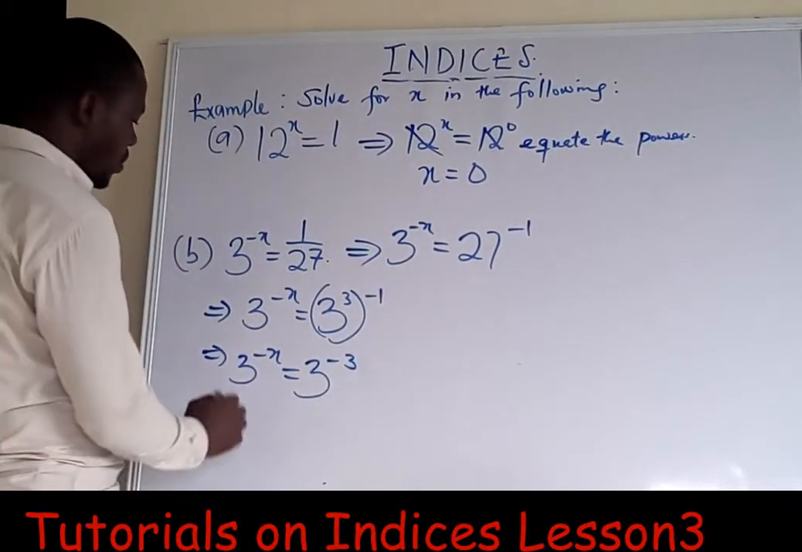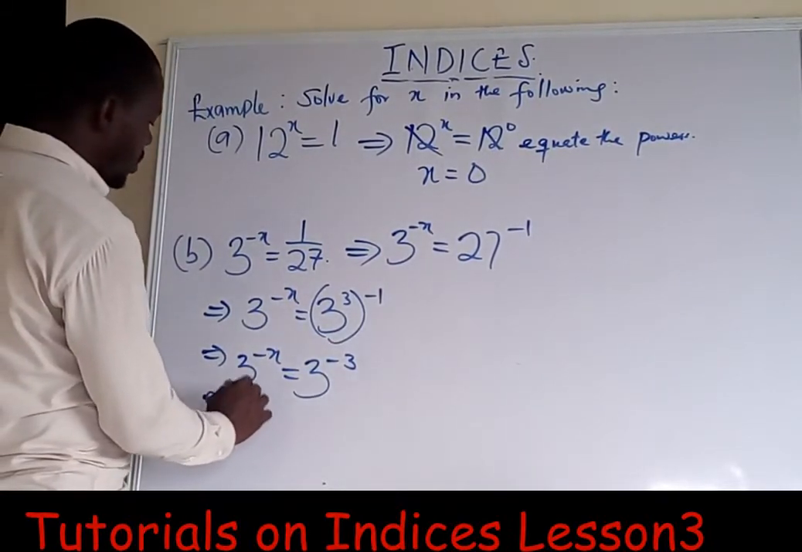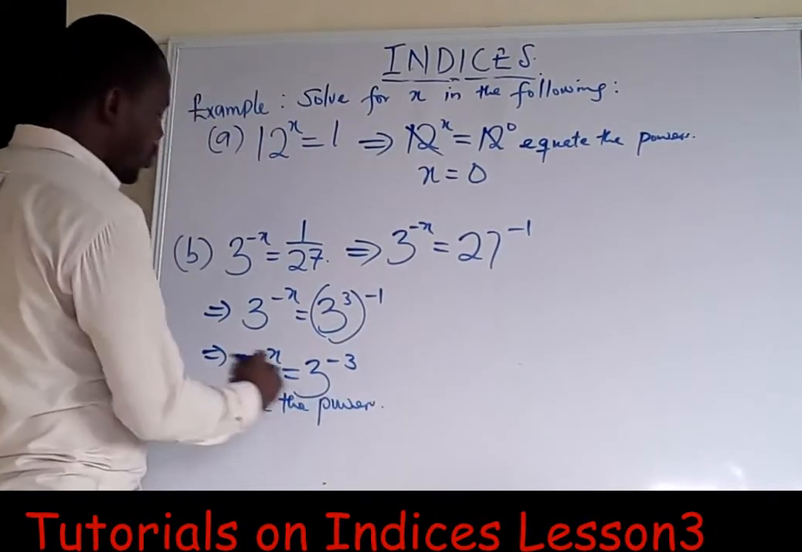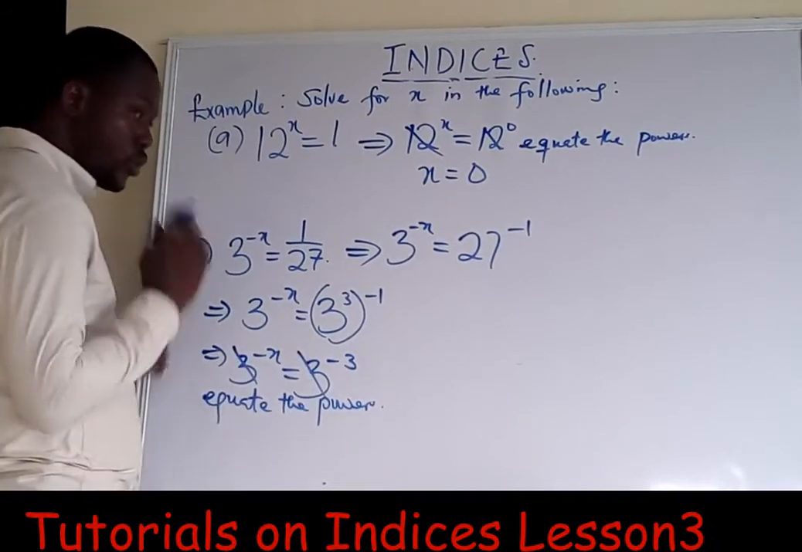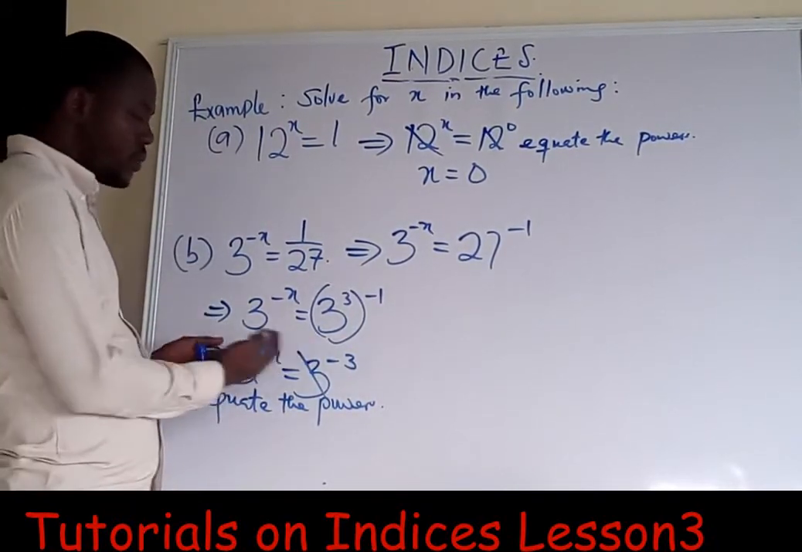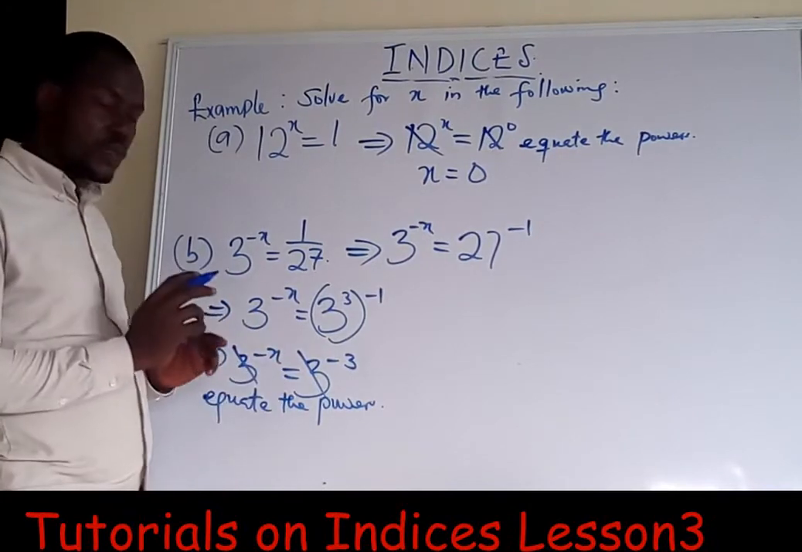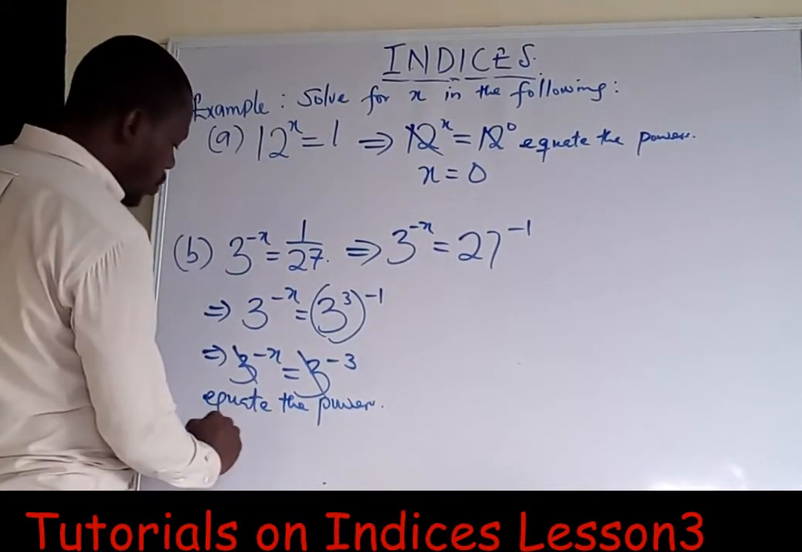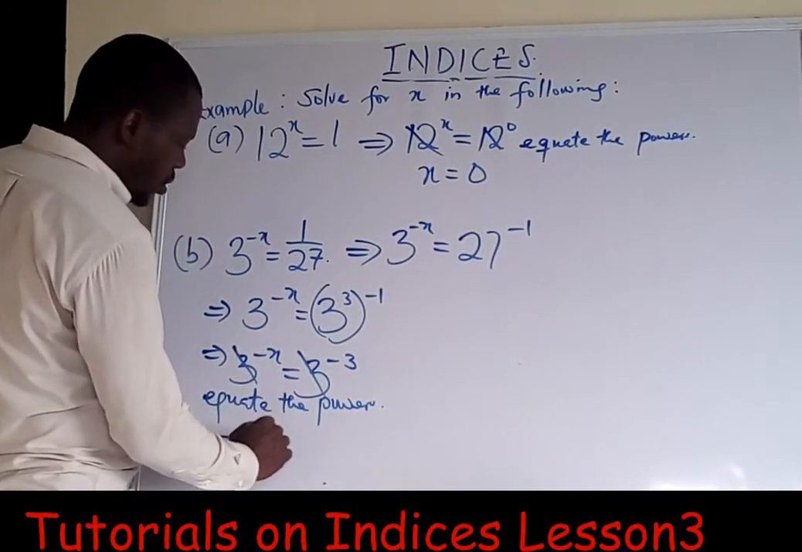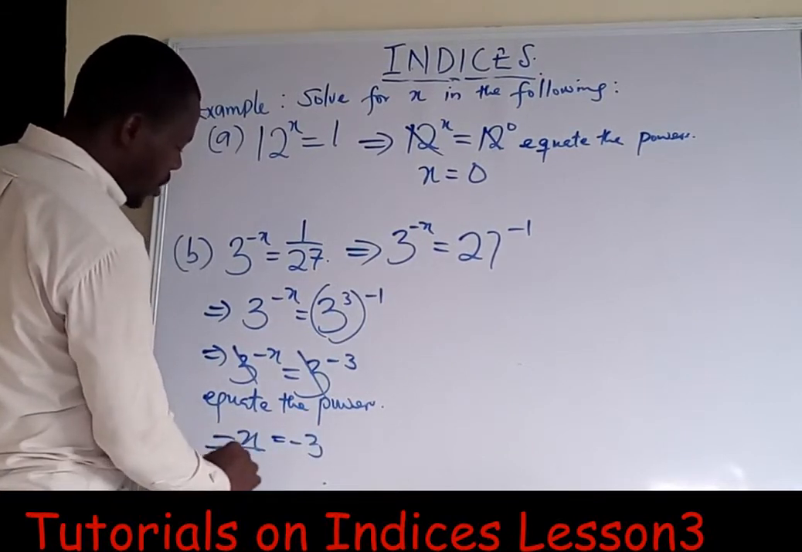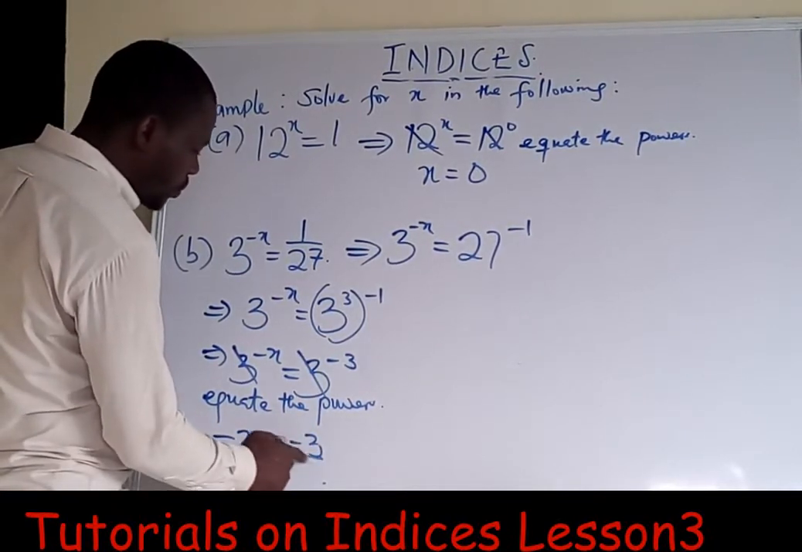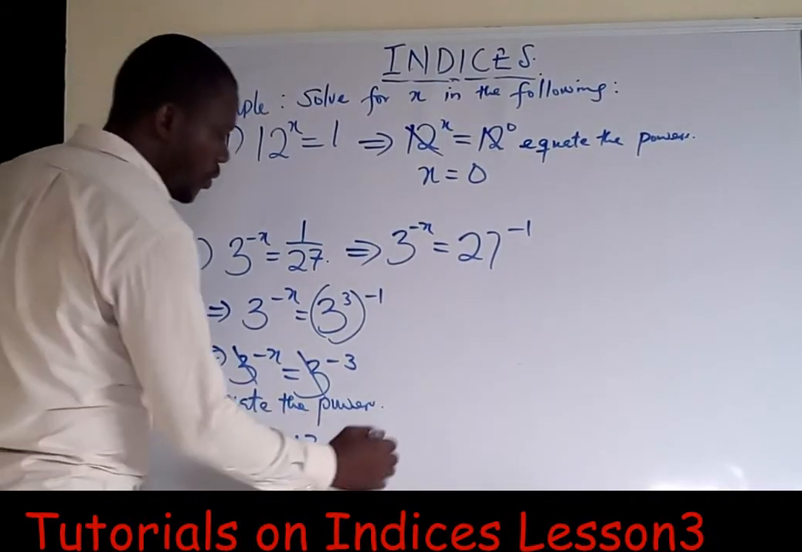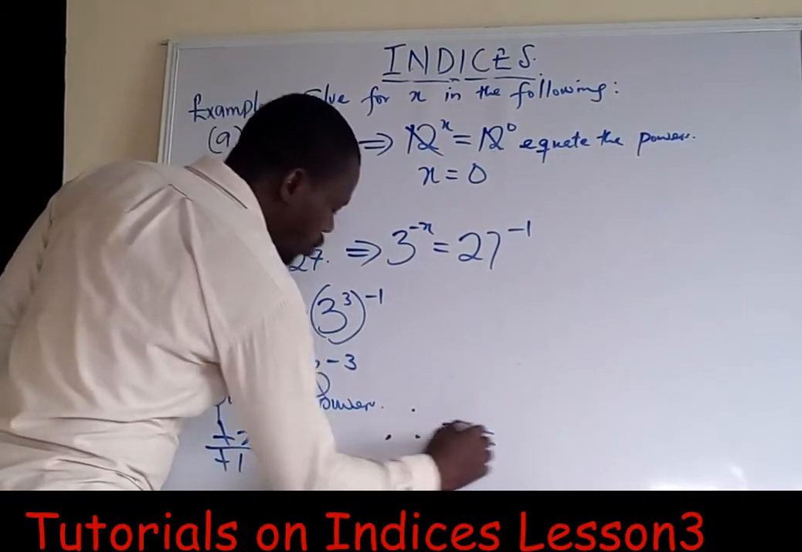So after this level now, I can equate the powers, so 3 and 3 go. I told us the other time that you can only equate the powers when you have the same base number. If you have 3 here, you have 4 here, you can never do that. Don't try that. So what we have now is minus x equals minus 3. And we divide both by minus 1, minus 1. So minus cancels minus, minus cancels minus. So the value of x is equal to 3.